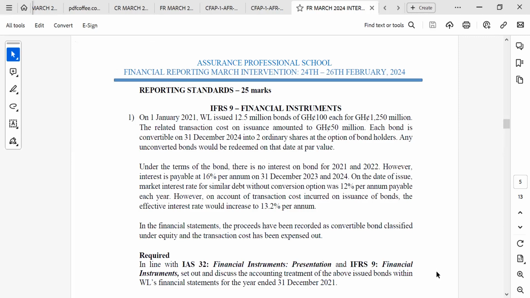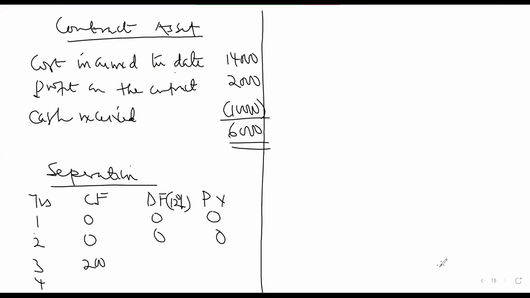I'm getting 200. Okay, so that will be 200. The last year, what will be the total amount that they will be receiving? They will be receiving the interest together with what? The 1250. Okay, they will be receiving the interest together with the coupon. So what will that give us? 1450.